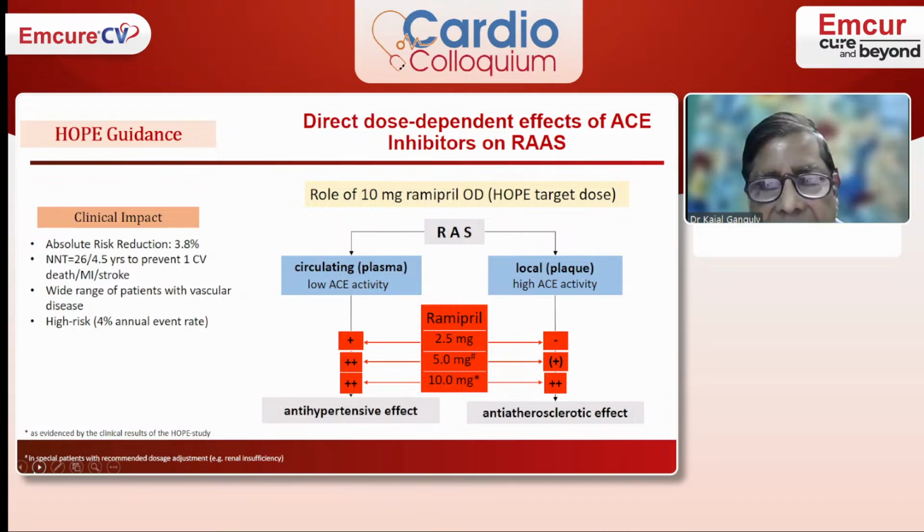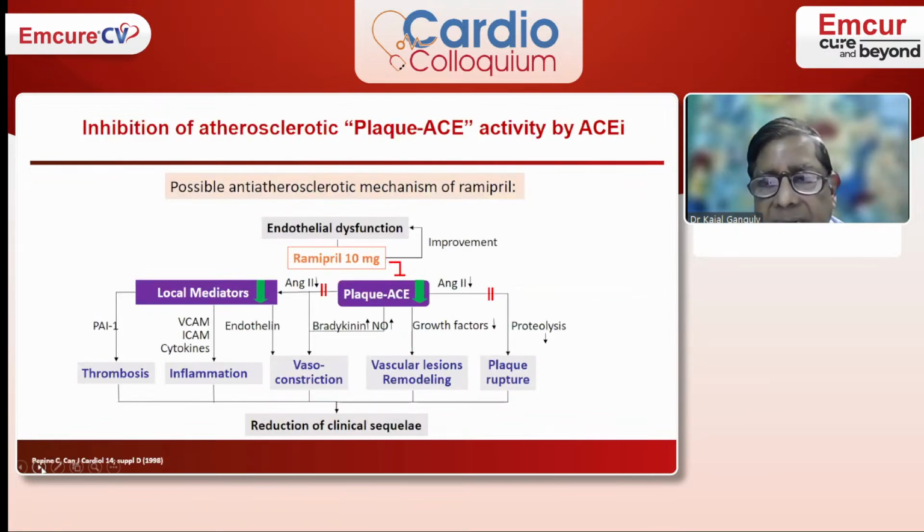You can see that the blood pressure reduction starts with 2.5 milligram, but this atherosclerosis reduction, or the prevention of atherosclerotic diseases, starts at 5 milligram. Next. So a higher dose is needed to have vascular remodeling and prevention of atherosclerosis or progression of atherosclerosis.